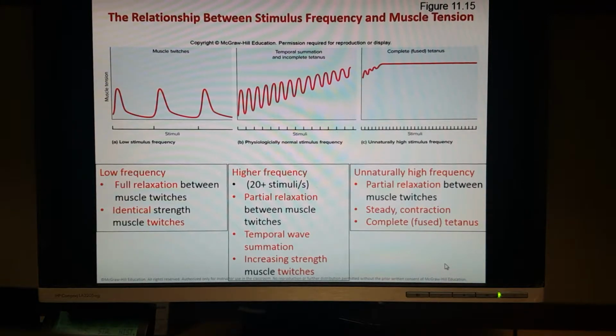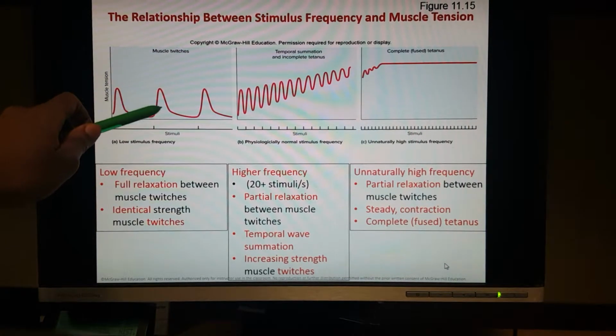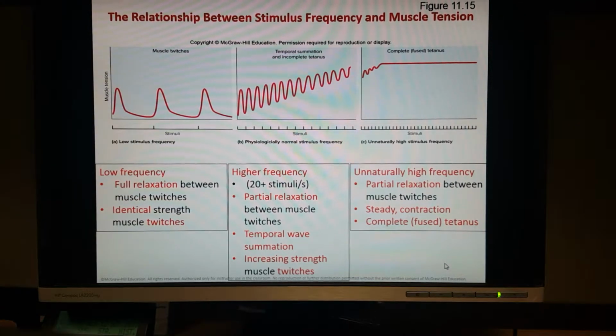The timing of your stimuli also causes differences in your muscle contraction. So in our pictures, we have the same amount of stimuli, the same voltage, all of these being above threshold. However, the myograms look different because of the timing. For a low frequency stimuli, where your muscles have enough time to fully relax, you'll have muscle twitches that are of identical strength, so the peak is at the same level for each muscle contraction.